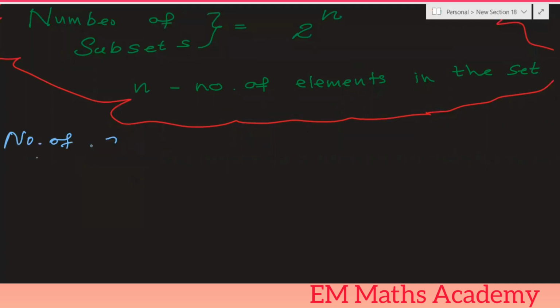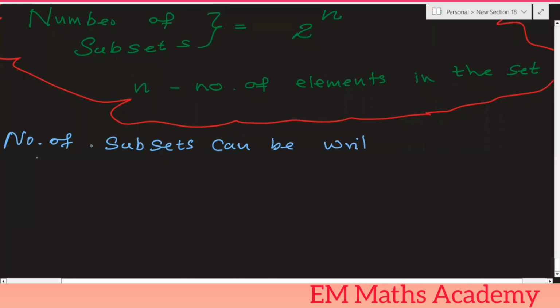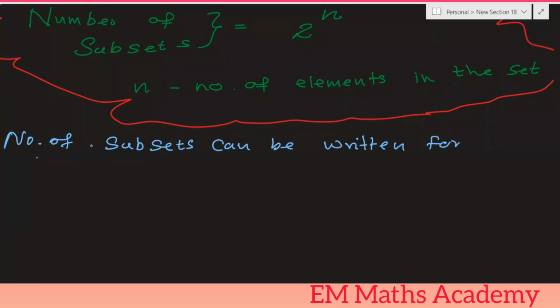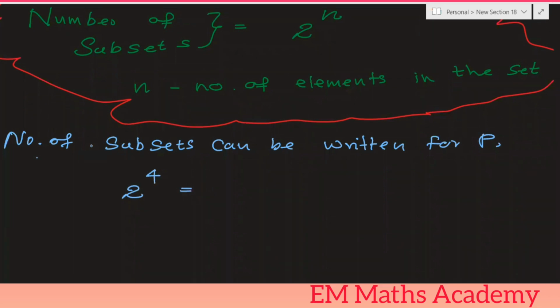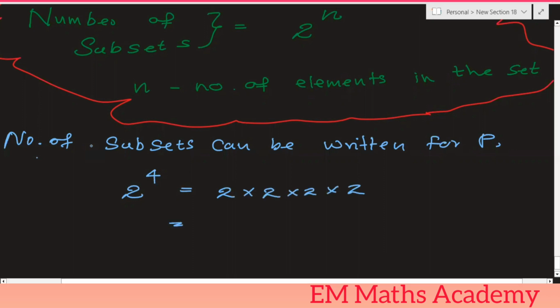Number of subsets that can be written for P is equal to 2 to the power of 4, because the number of elements within P is 4. So 2 to the power of 4 is calculated as 2 times 2 times 2 times 2. 2 times 2, 4, 4 times 2, 8, 8 times 2, this is 16. Okay. Now this is about the subset. Then the last type of set is the null set.